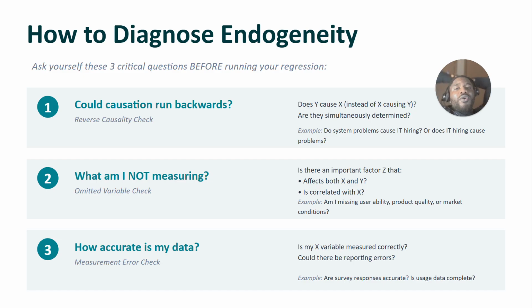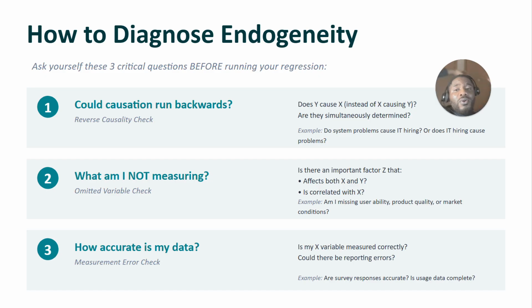Question 1. Could causation run backwards? This is your reverse causality. Ask yourself, does Y cause X instead of X causing Y? Are they simultaneously determined? For example, do system problems cause IT hiring, or does IT hiring cause system problems?